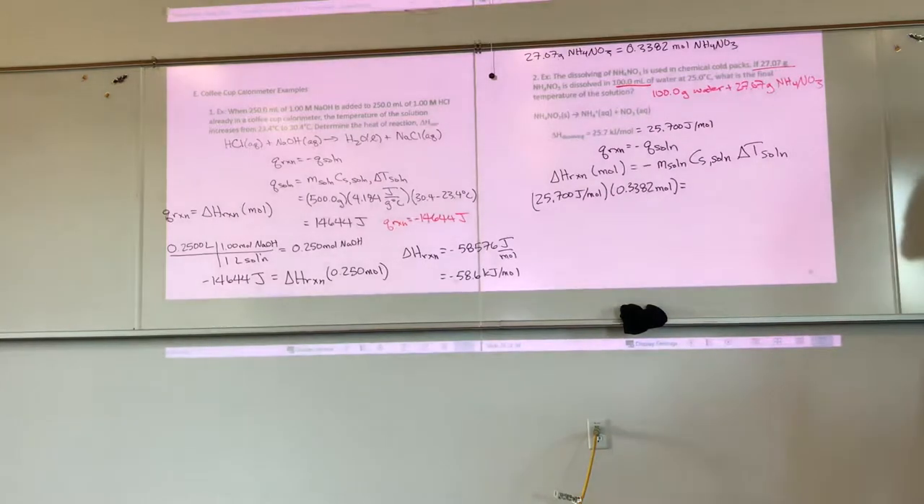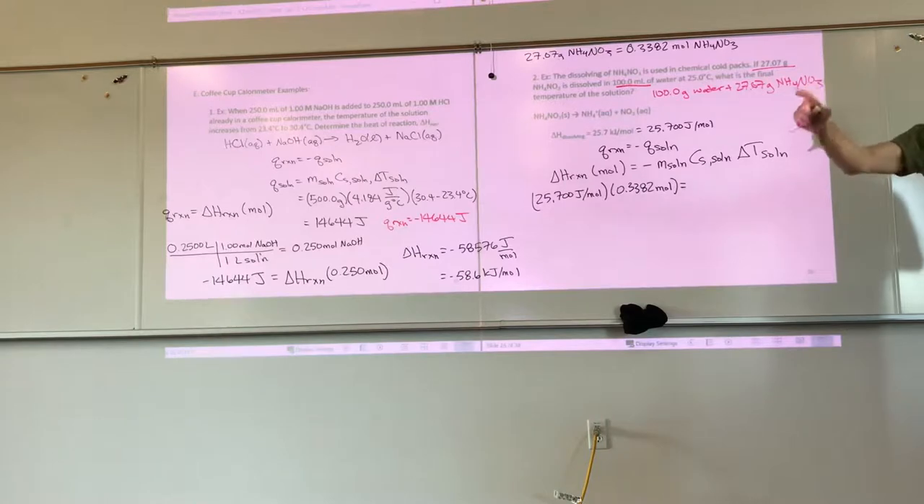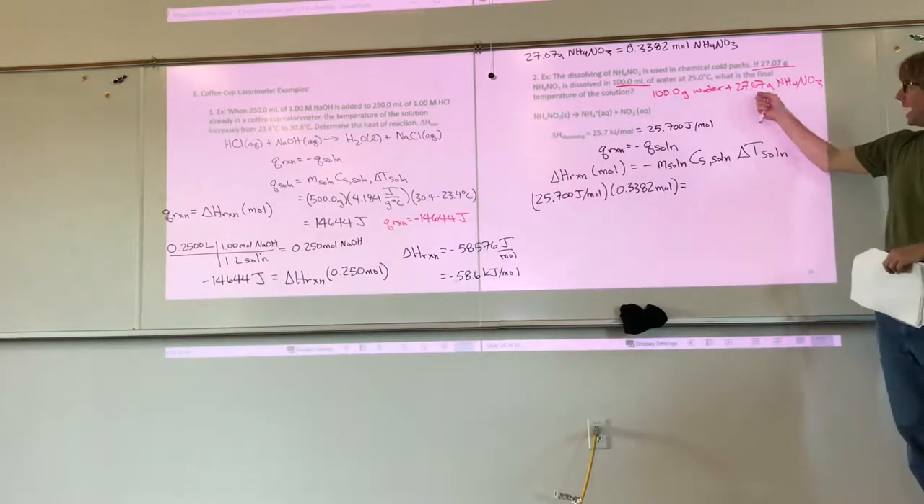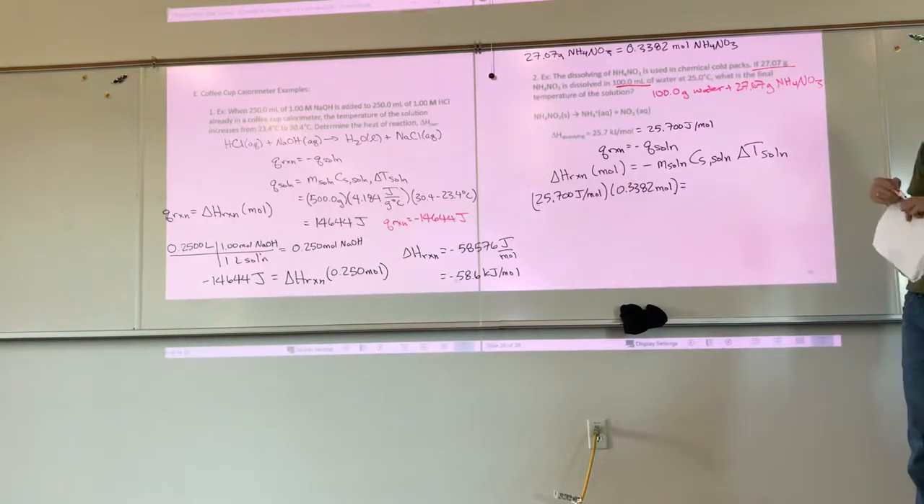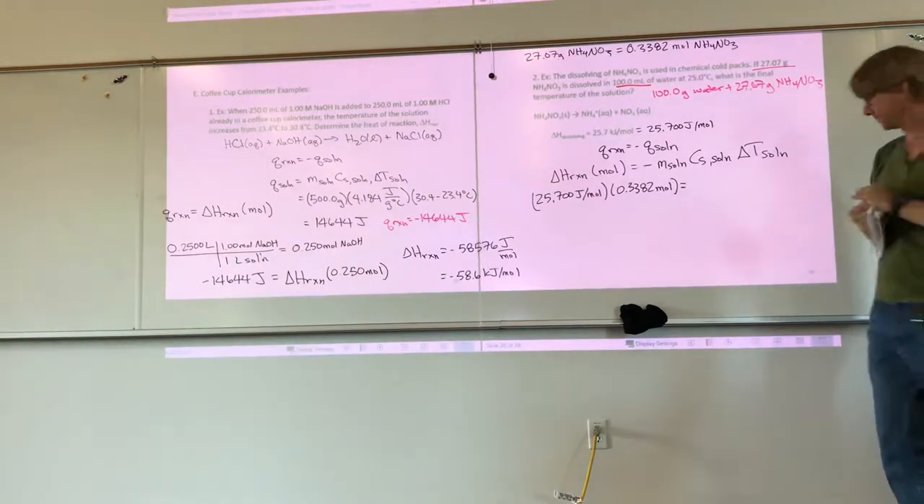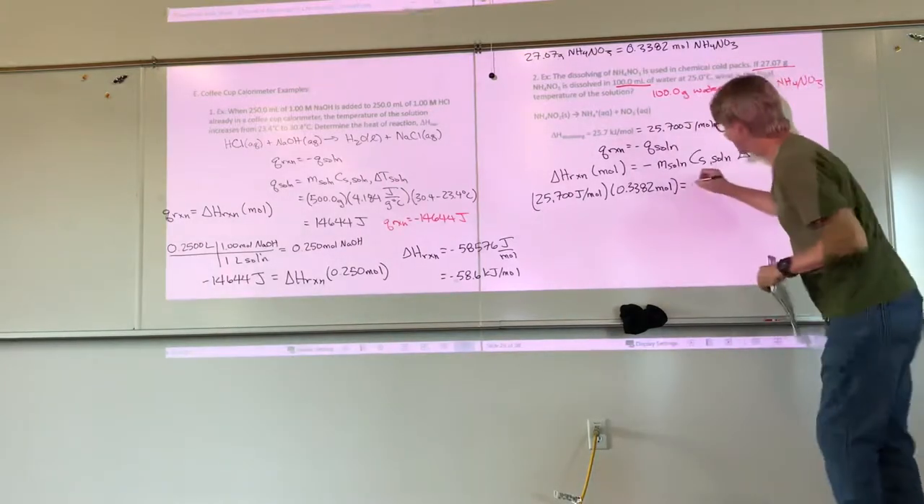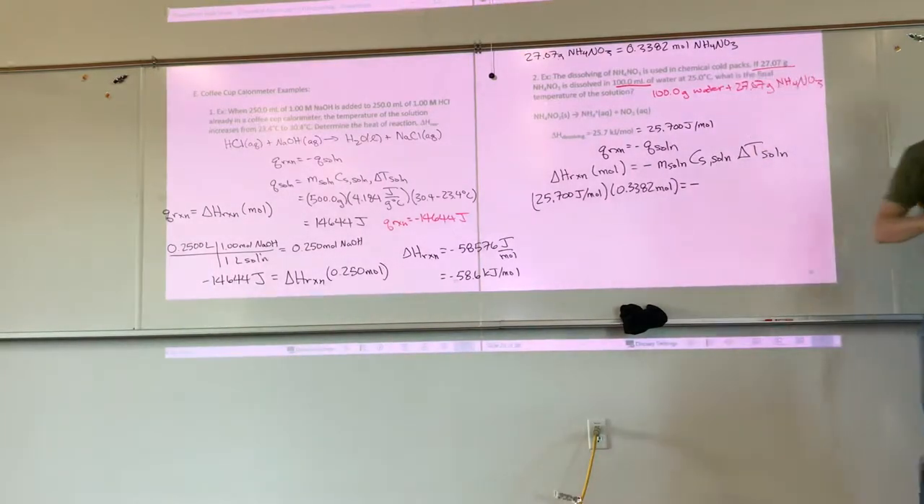Plus our grams of ammonium nitrate. In fact, in lab this week, we'll do this as well. We'll measure the volume of water using a graduated cylinder. We'll convert that into grams, then we'll add our grams of salt to get our mass of solution. In this case, it's 127.07. Don't let me forget my minus sign.